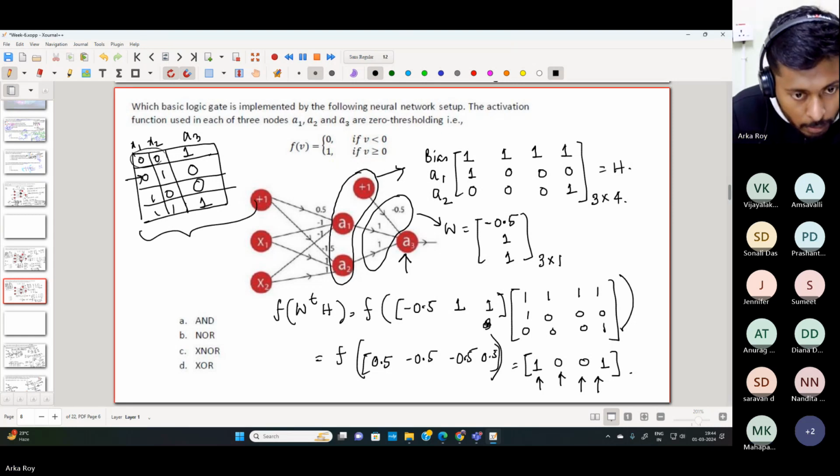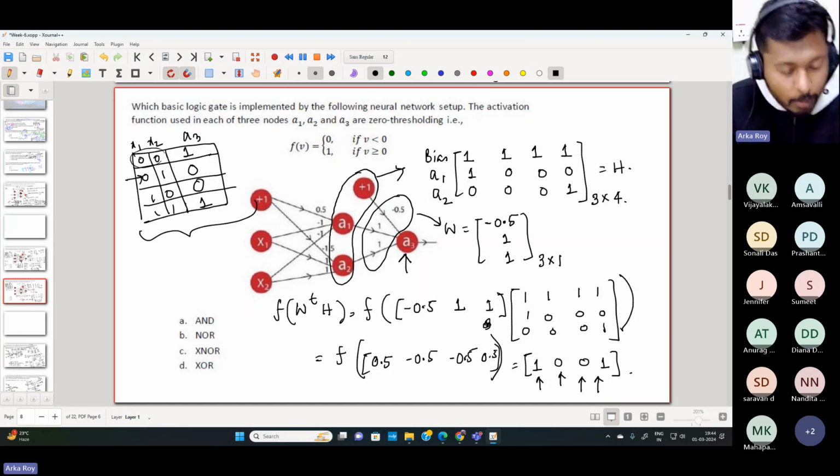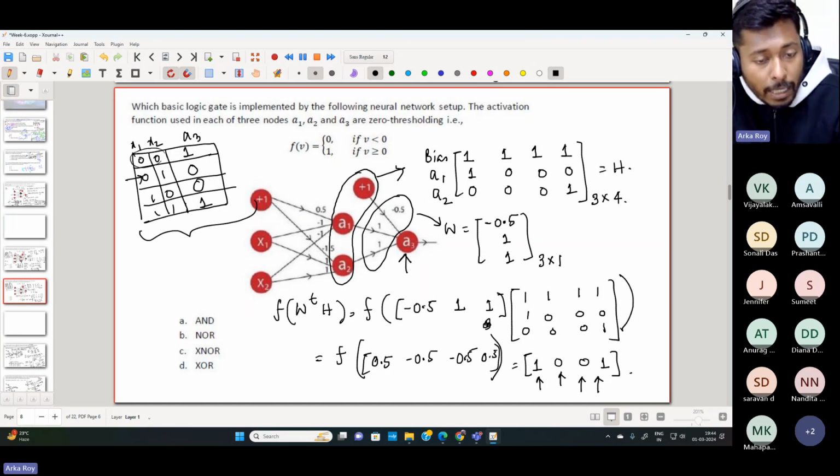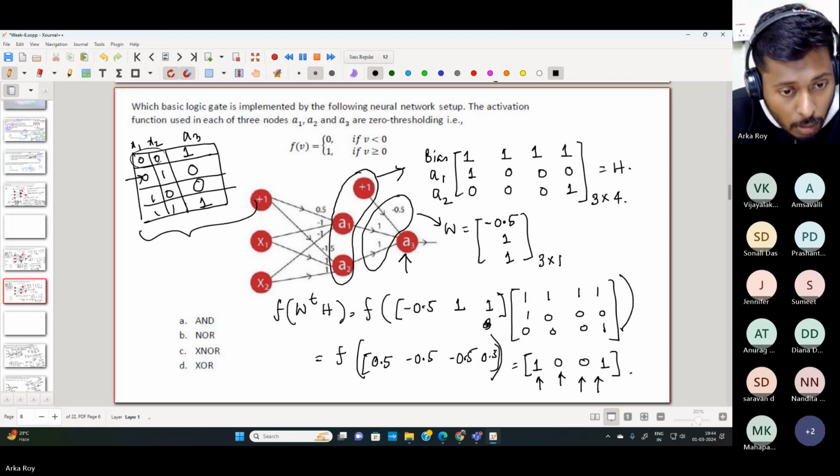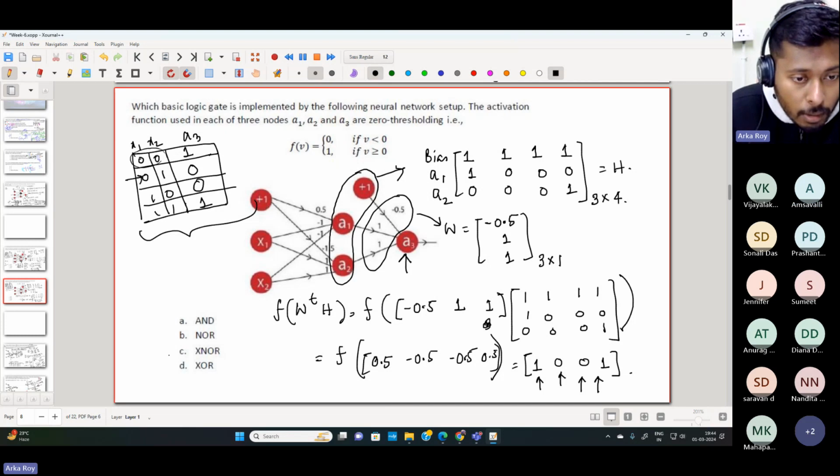XOR? No. What about XNOR? Check the truth table. XNOR? Yes, so this is the truth table of XNOR. Therefore, you can see that this A3 will give you the flavor of an XNOR gate. So this whole neural network basically corresponds to an XNOR function.